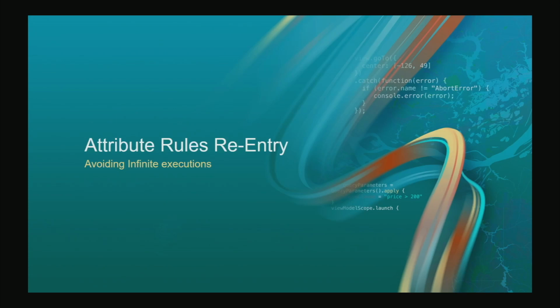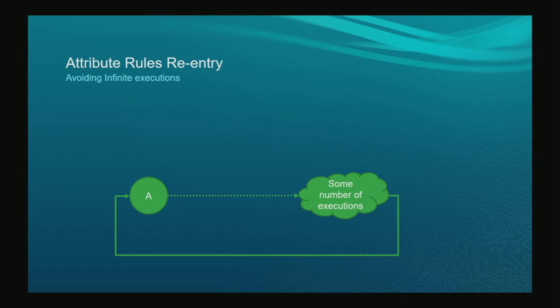Okay, let's talk about re-entry and avoiding infinite execution. Attribute rules have a capability that allows you, when I insert a feature, to write code to update other features. The first thing that comes to my mind is, what happens if that other thing that I update comes back and updates something else, and that thing comes back and updates the same thing? You will end up in a recursion, as commonly known in programming, and this can lead to problems and infinite recursion.